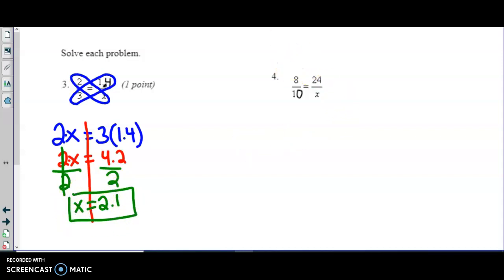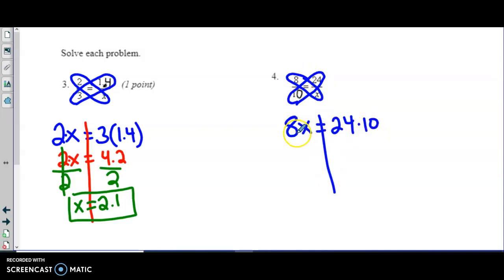Let's check out another one. We're going to start off by cross multiplying, and the reason I know I can cross multiply is because there is an equal sign in the middle. So I'm going to go ahead and do 8 times x first. And then I'm going to do 24 times 10. And I have to solve this for x.